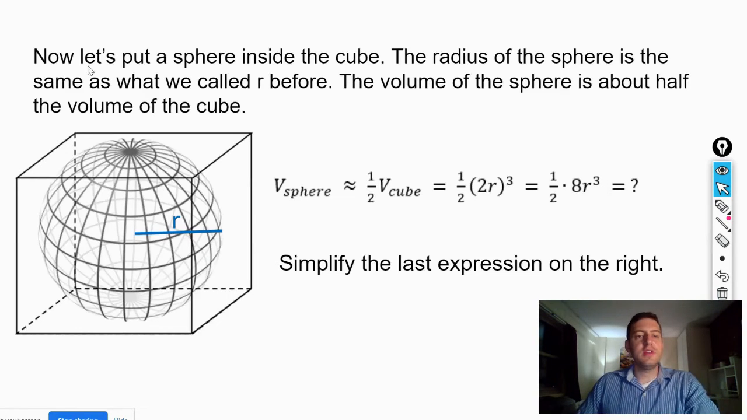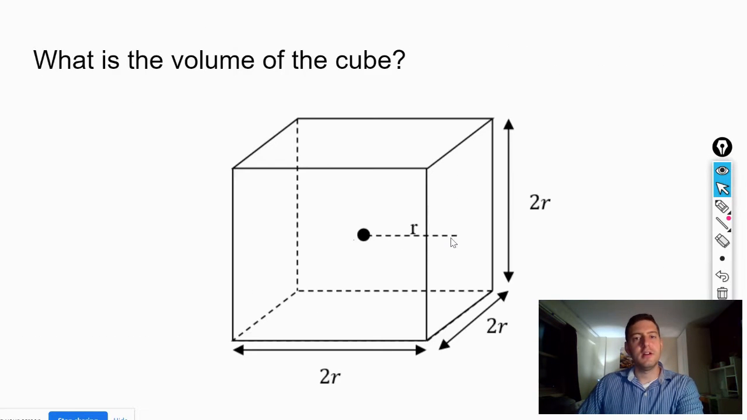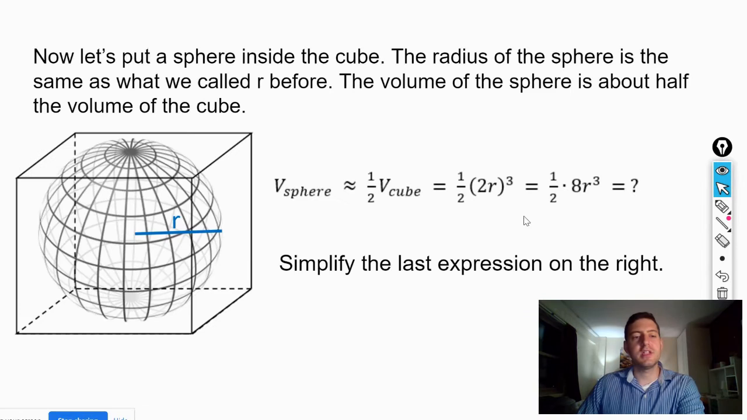Let's move on. So now let's put a sphere inside the cube, okay, and the radius of the sphere is the same as what we called r before. All right, so the radius of the sphere is from here to here, which is exactly what we said r was on the previous couple of slides, okay? So now r represents the radius of the sphere.